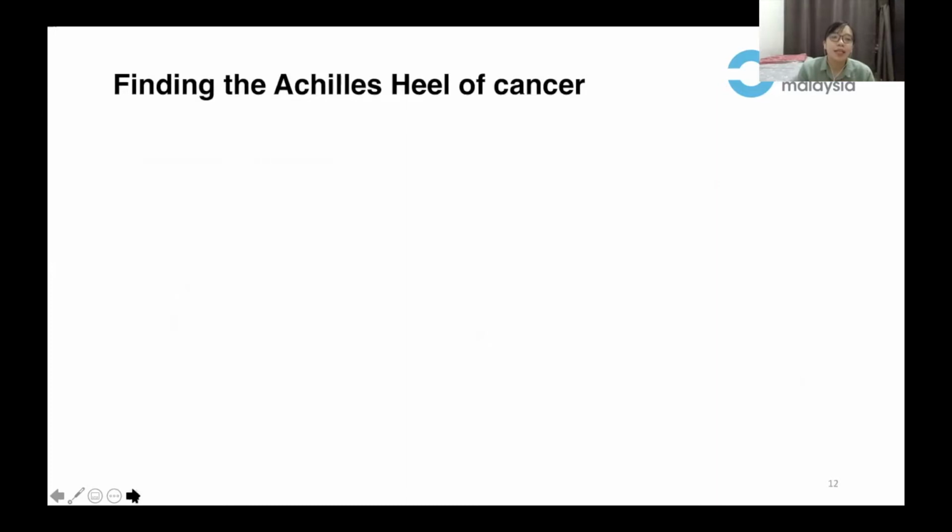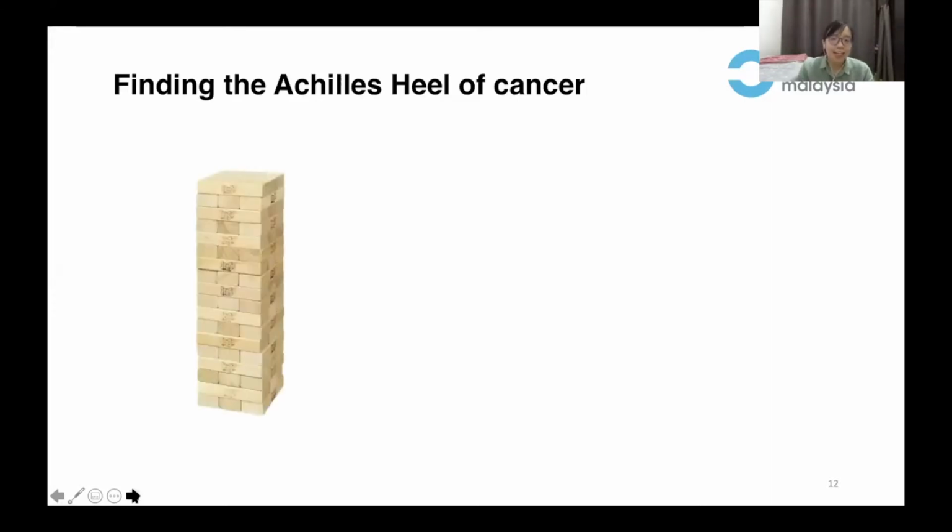So moving on, knowing this has led to why we are doing our research. What we want to do is look for the Achilles heel of cancer. So what is the weak point in head and neck cancers that we can exploit for treatment?